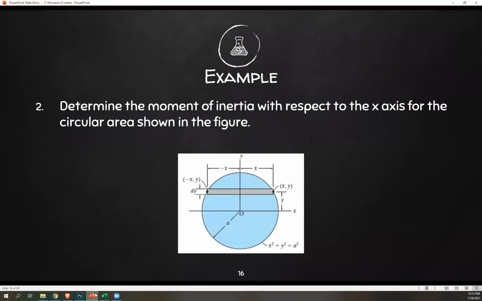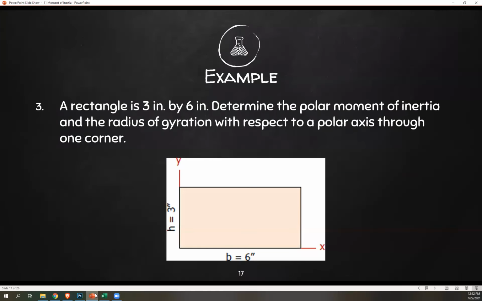Number 3: a rectangle is 3 inches by 6 inches. Determine the polar moment of inertia and the radius of gyration with respect to a polar axis through one corner. So we're looking for polar moment of inertia, so that's J. And then we're also looking for radius of gyration, so that's k, about your polar O. So that's k sub O or k sub J.